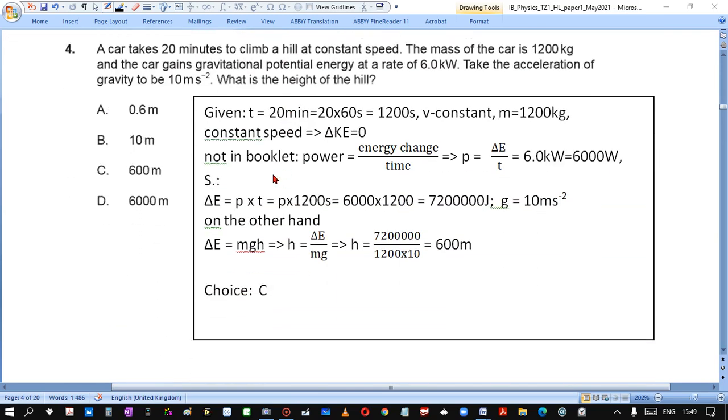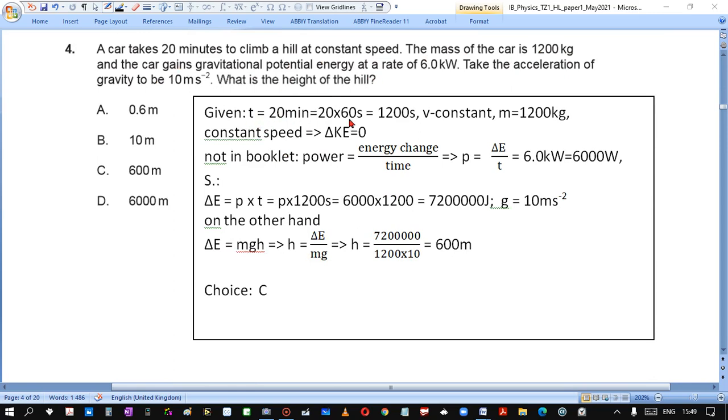Question 4. A car takes 20 minutes to climb a hill at constant speed. The mass of the car is 12,000 kg, and the car gains gravitational potential energy at the rate of 6 kilowatts. Take the acceleration of gravity. What is the height of the hill?